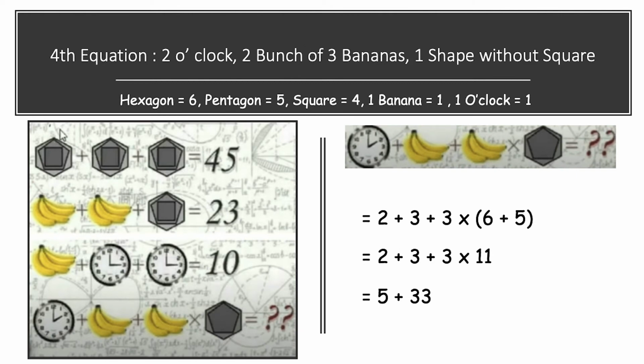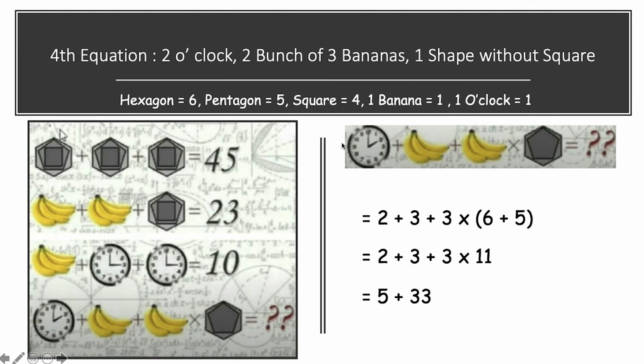In the last equation, we have one 2 o'clock clock plus 2 bunches of 3 bananas and one shape, but this is not the complete shape. It has the square missing. Now putting the values of these pictures in the equation.